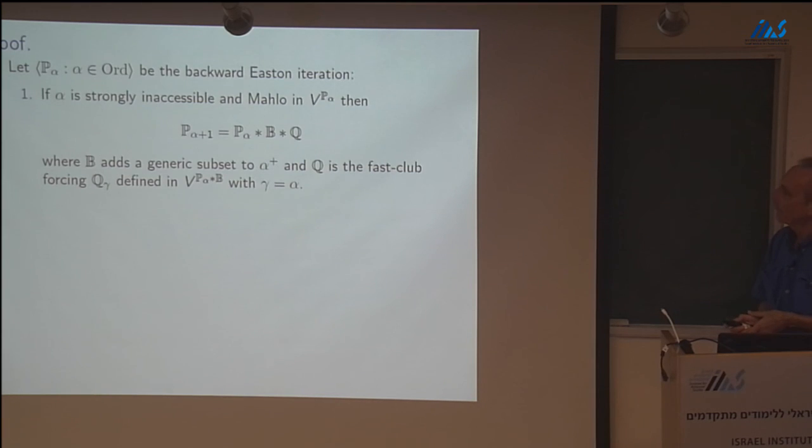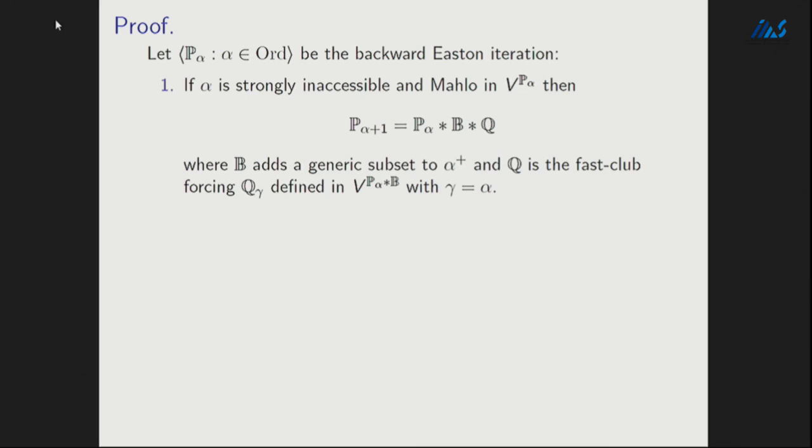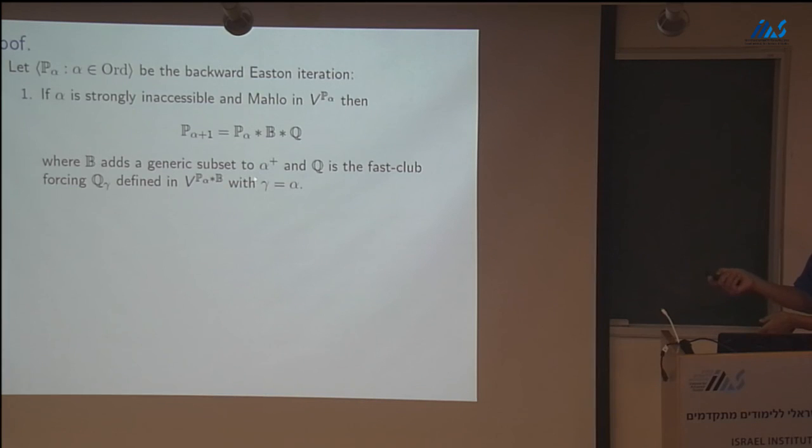Let me define the forcing, and then you can check the notes to learn the proof, or work it out for yourself. So we're going to do a backward Easton forcing such that at stage alpha, if alpha is strongly inaccessible in V^{P_alpha}, then we do a 2-step iteration. We first add a generic subset to alpha^+, that's B, and then we do the fast club forcing defined in this model with gamma equal to alpha.